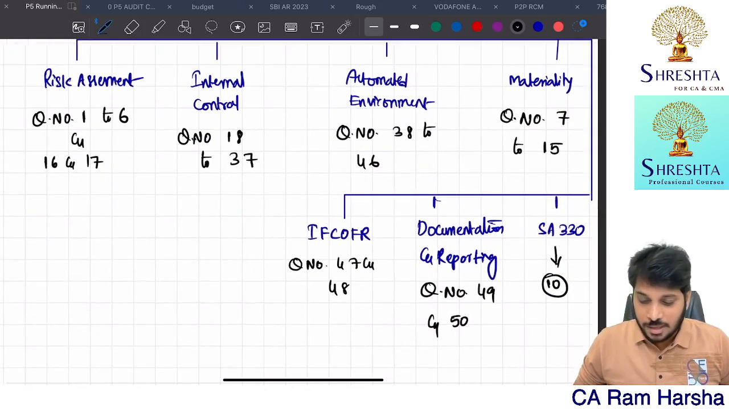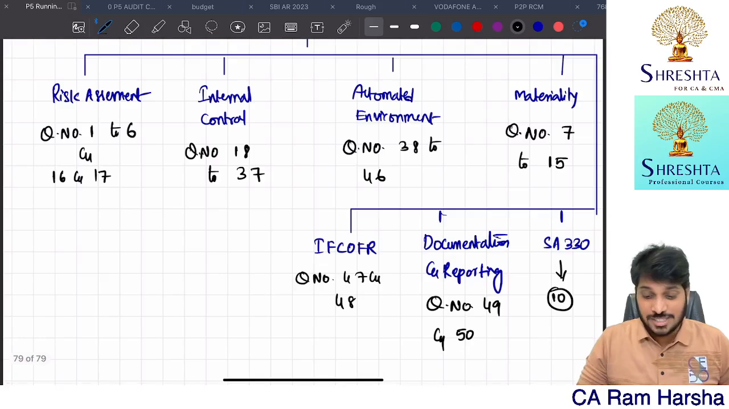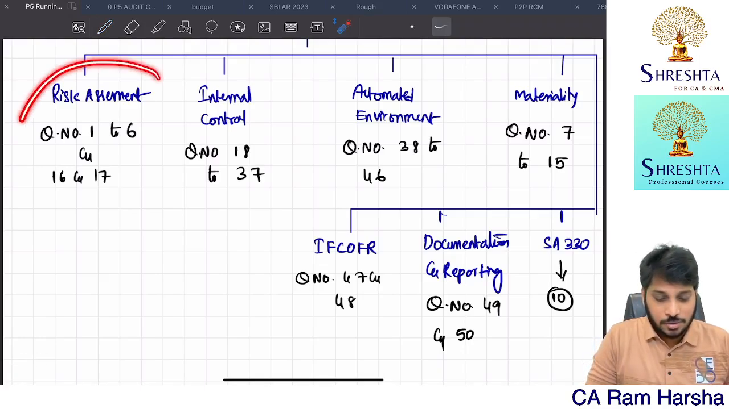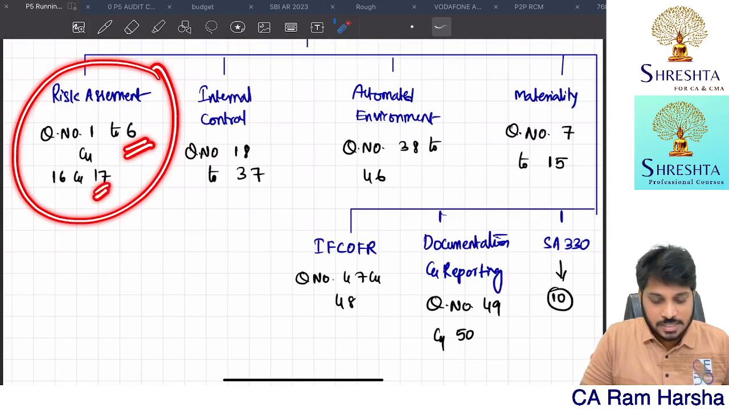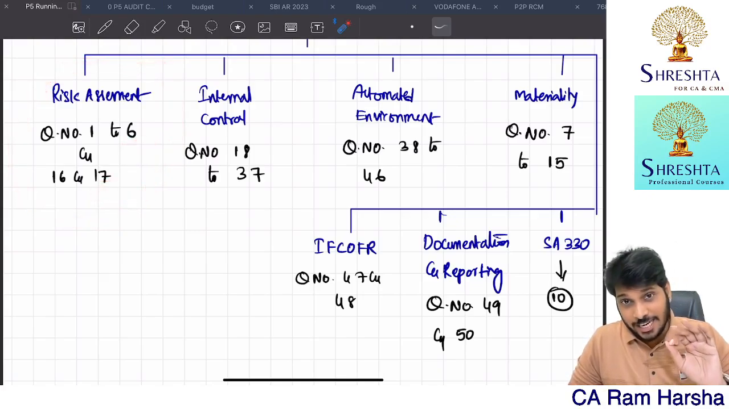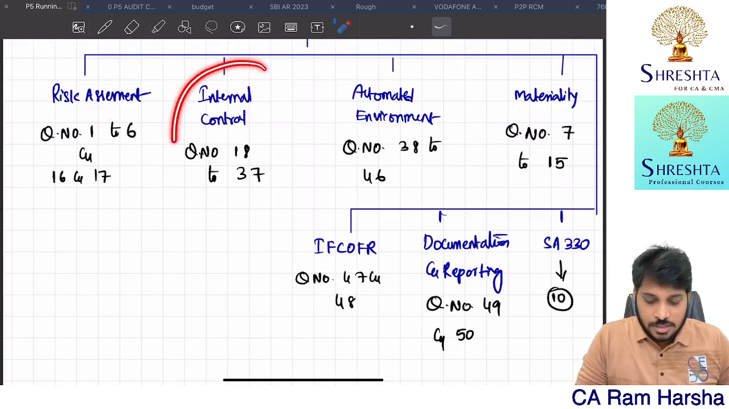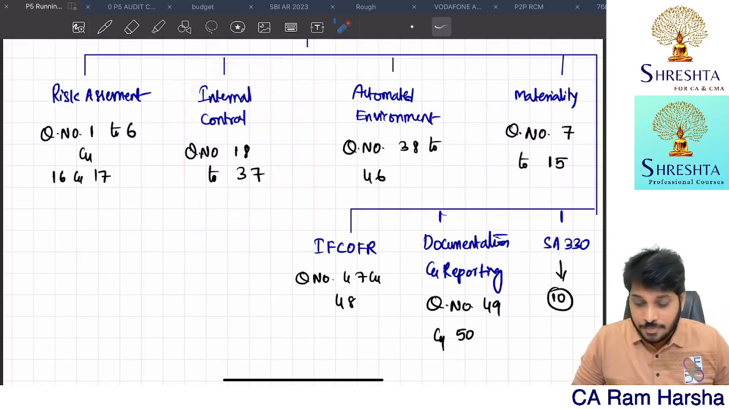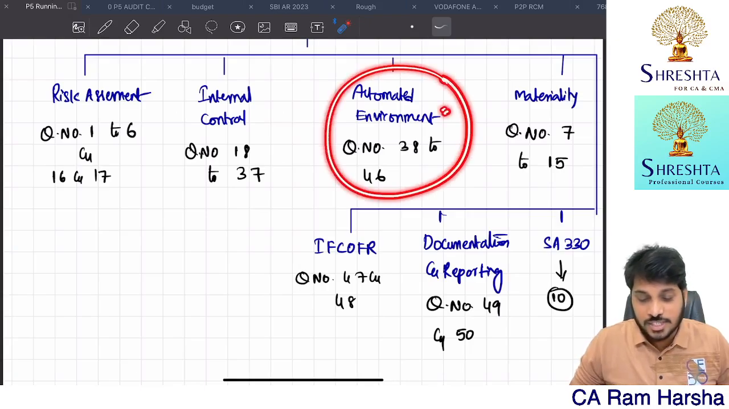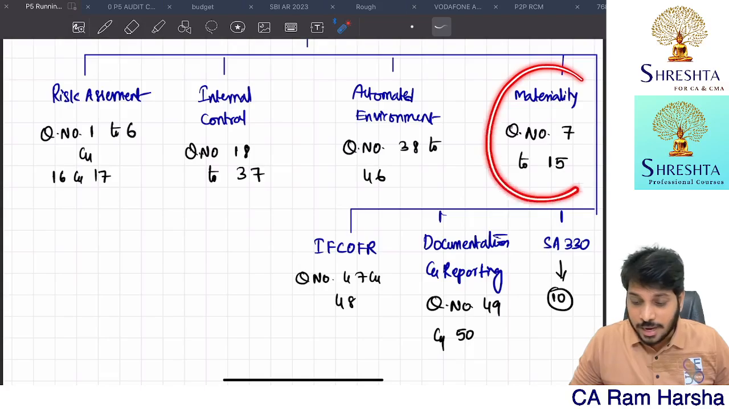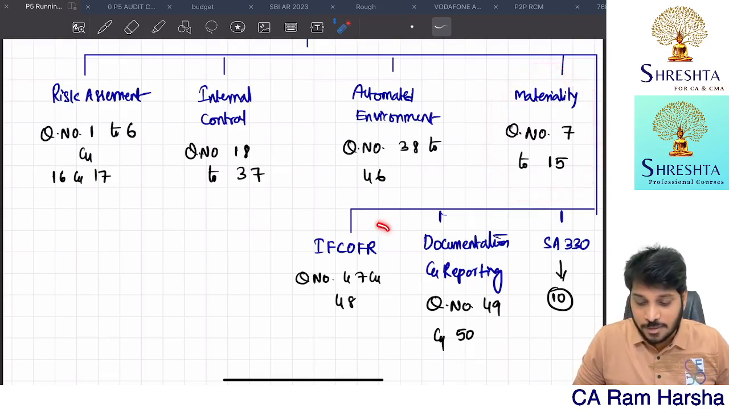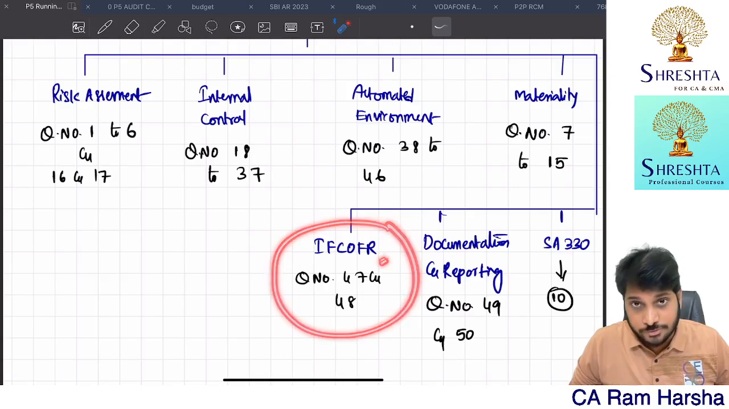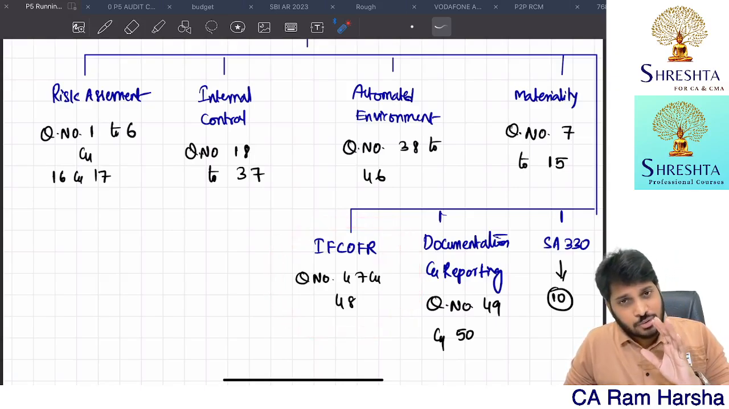Now in this topic, the topics are broadly divided into 7 categories if you observe. Question number 1 to question number 6 and 16 and 17, roughly speaking 8 questions, are talking about risk assessment topic. And some 20 questions we are discussing purely about internal control, and some 8 or 9 questions about automated environment, some 8 questions about materiality topic, and some 2 questions on IFCoFR. It's nothing but internal financial controls over financial reporting. Getting it?